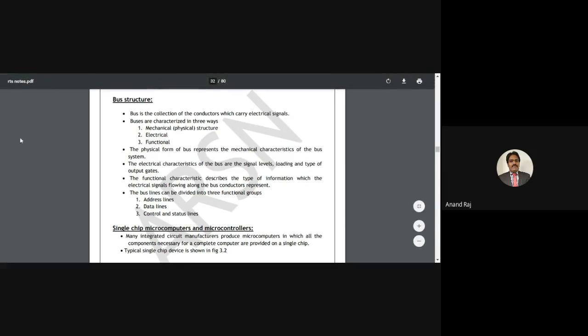Buses are characterized in three ways. First one is mechanical or structural bus, second is electrical bus, and the third one is functional bus. The physical form of the bus represents the mechanical characteristics of the bus system. The electrical characteristics of the bus are the signal levels, loading, and type of the output gates. The functional characteristics describe the types of information which the electrical signals flowing along the bus conductors represent. The bus lines can be divided into three functional groups: address lines, data lines, control and status lines.